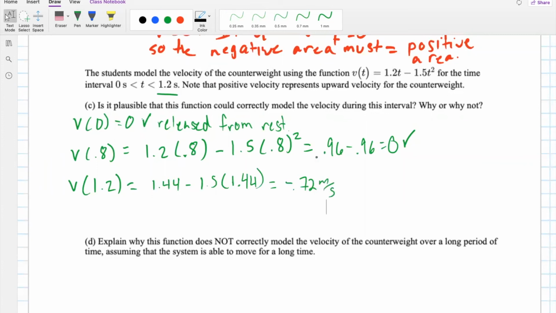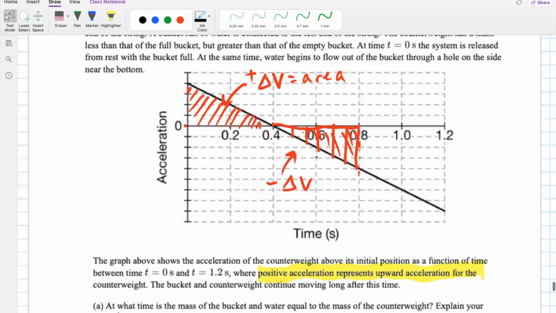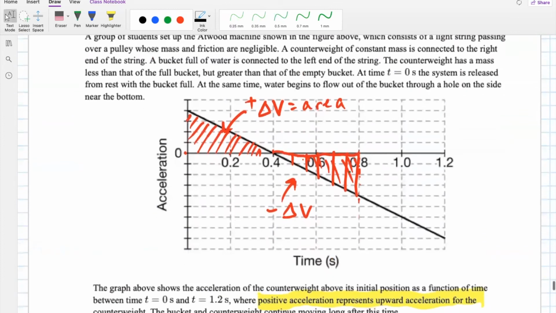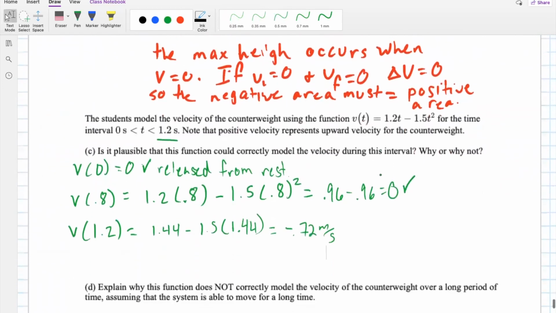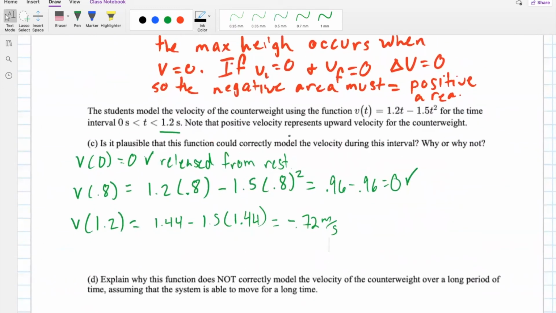I think we should hopefully expect that by now it's moving downward, right? It reached its maximum extent after 0.8 seconds. So it's going to be moving down after this point, and we should hopefully expect a negative velocity. So I think that this correctly models it within the time interval, and these are some good reasons for it.